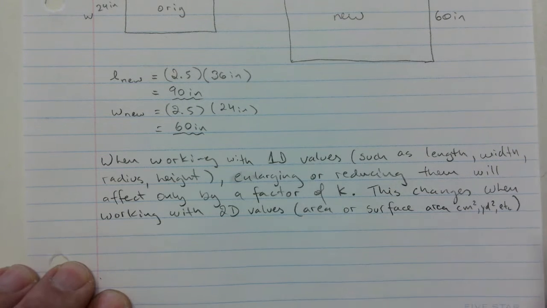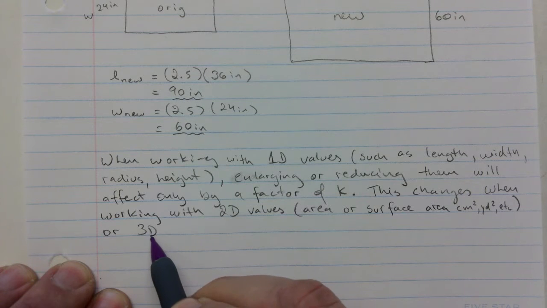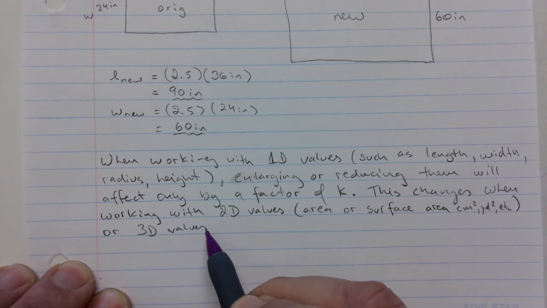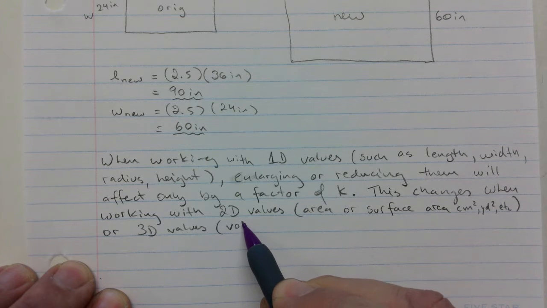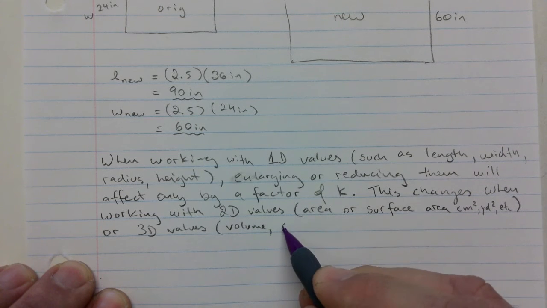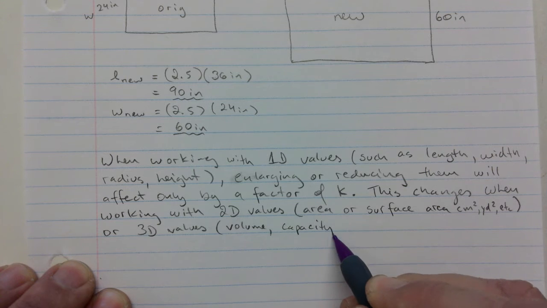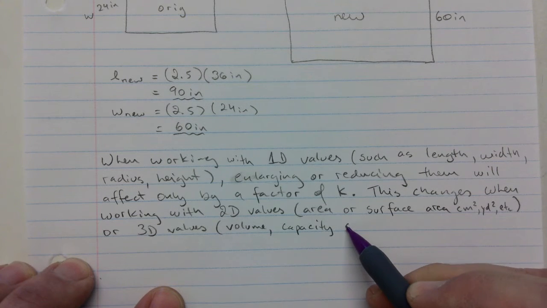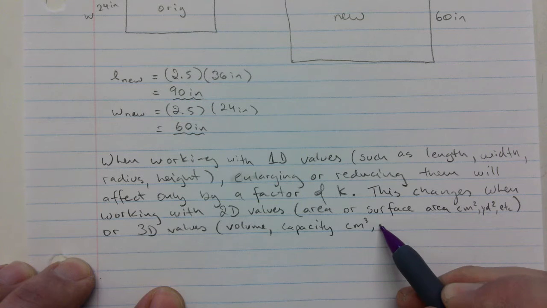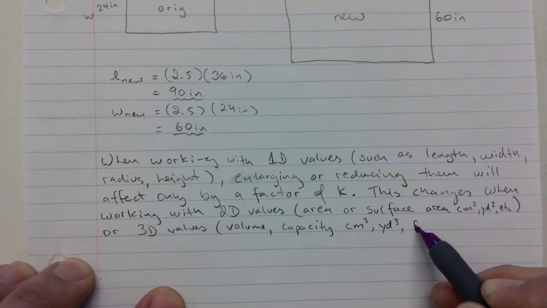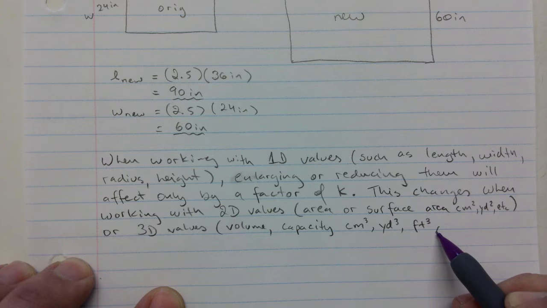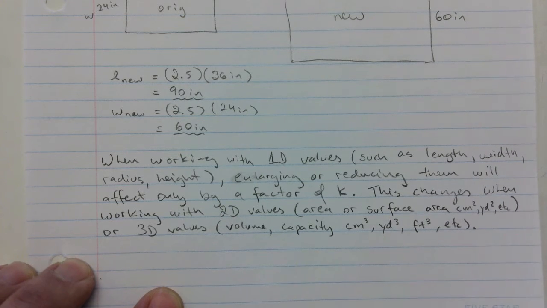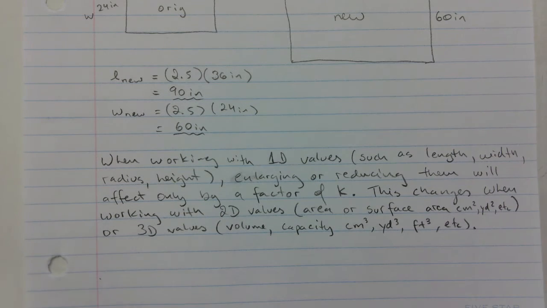Okay, so it changes when working with two-dimensional values or three-dimensional values, and that'd be volume, capacity, and you will know that by centimeters cubed or cubic yards or cubic feet, etc. Okay, so it changes.